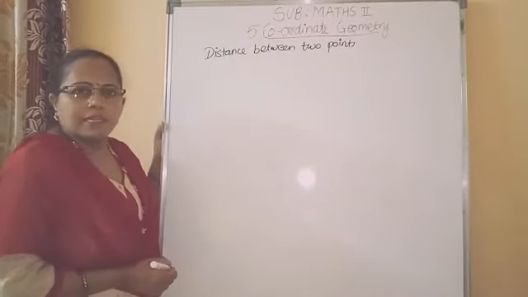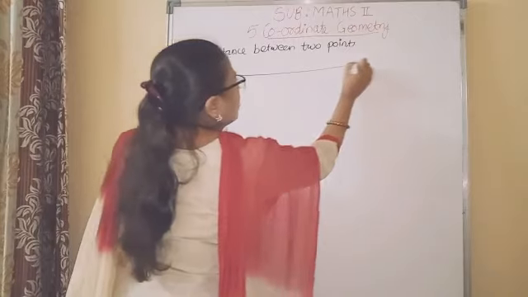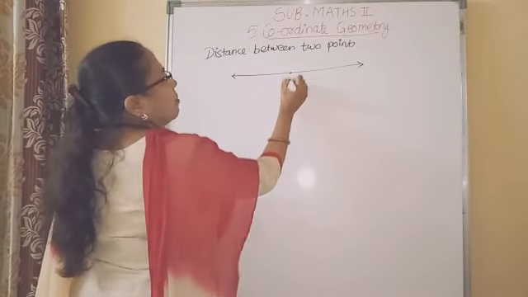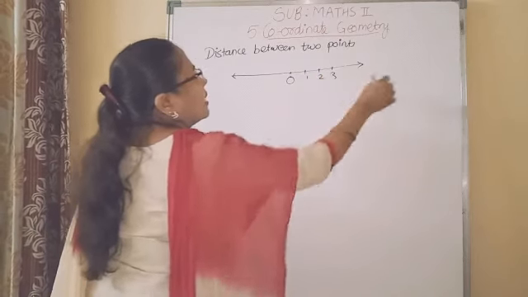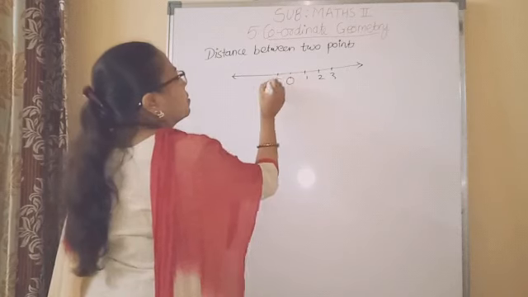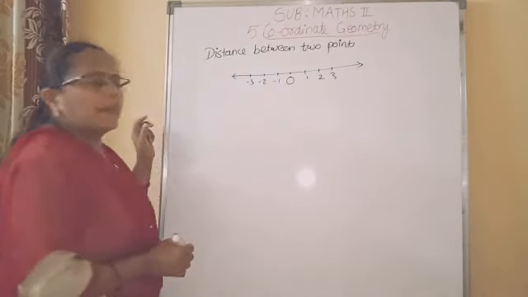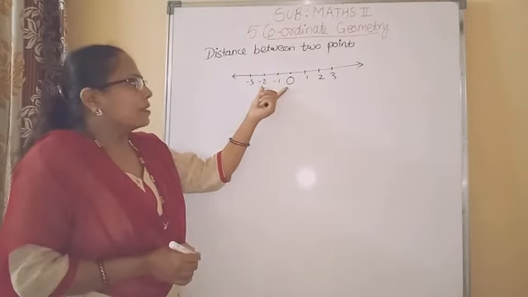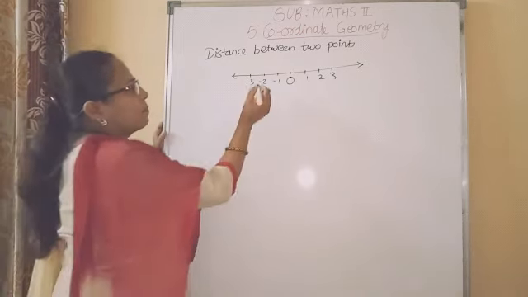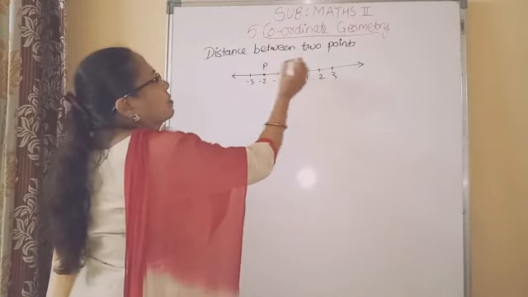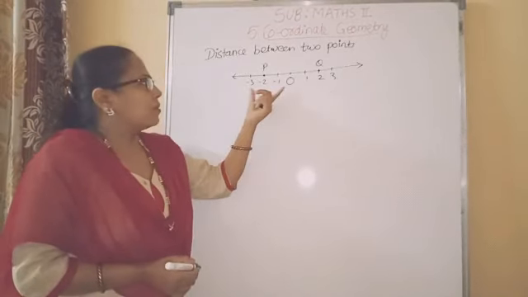In 9th standard we studied distance between 2 points using the number line. So there is one number line with 0. On the right hand side of 0 we have positive numbers. On the left hand side of 0 we have negative numbers. If any points lie on this line, we can find out the distance between those two points. For example, point P and point Q are lying on this line.